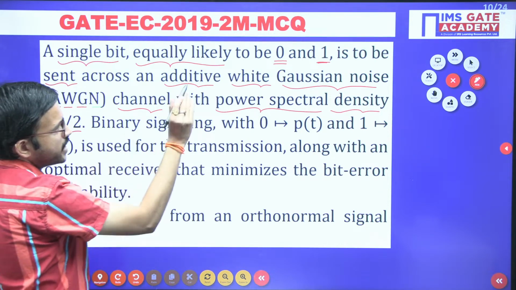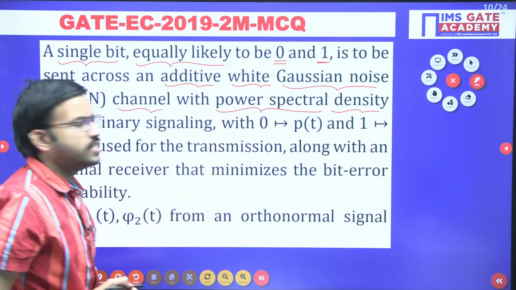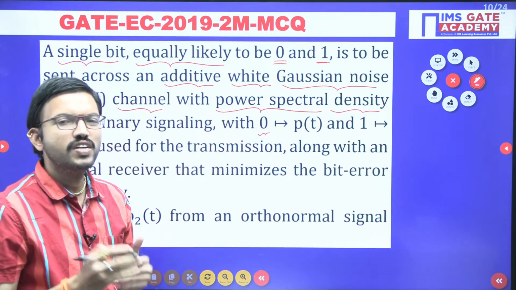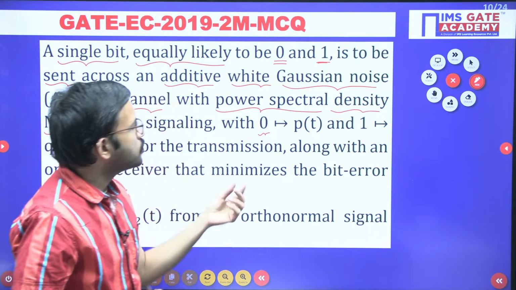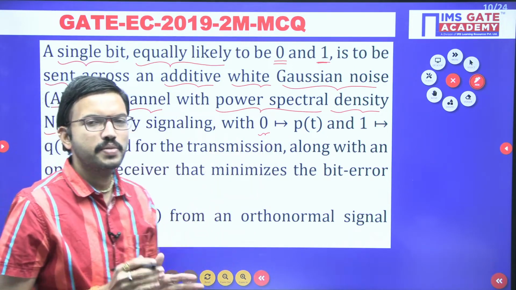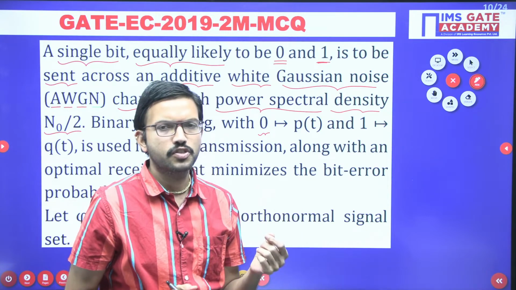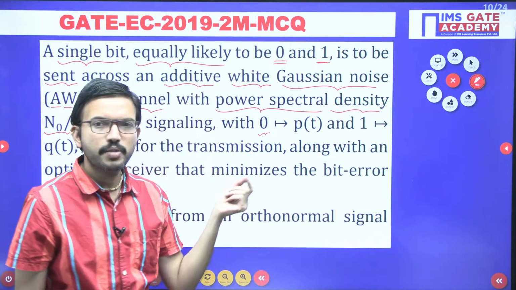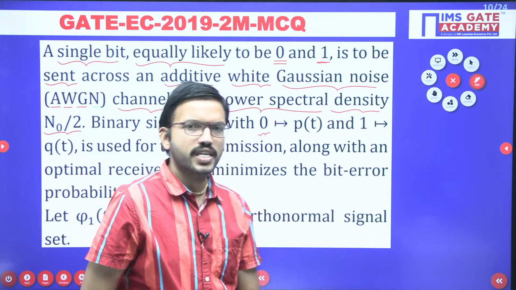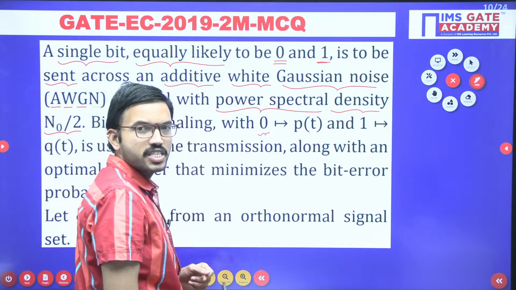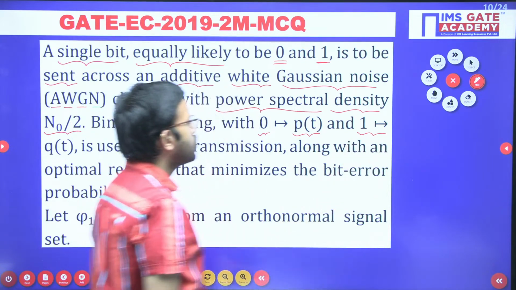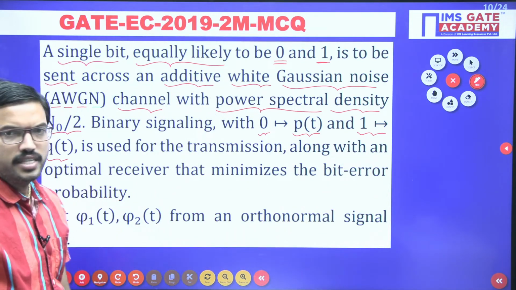Now, regarding the binary signal, obviously you are having either 0 or 1. We will represent these in terms of an electrical signal, right? Since you are having two possible values 0 and 1, you can represent them. In general, you will represent 0 as 0 volt, 1 as 5 volt. Similarly, if you want, you can represent 0 as minus 5 volt, 1 as plus 5 volt. Like that, any two possible voltage values you can consider according to your wish. In this particular question, they have represented 0 as P of t and 1 as Q of t.